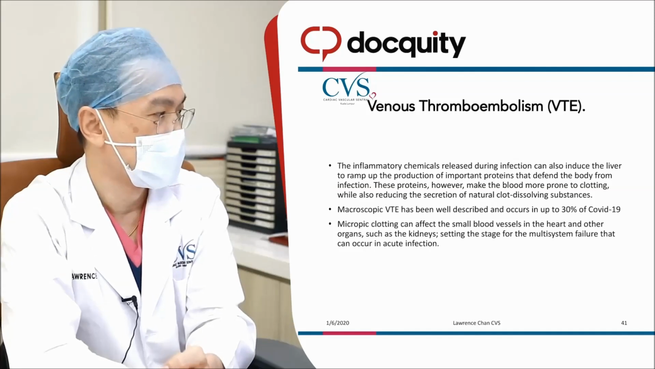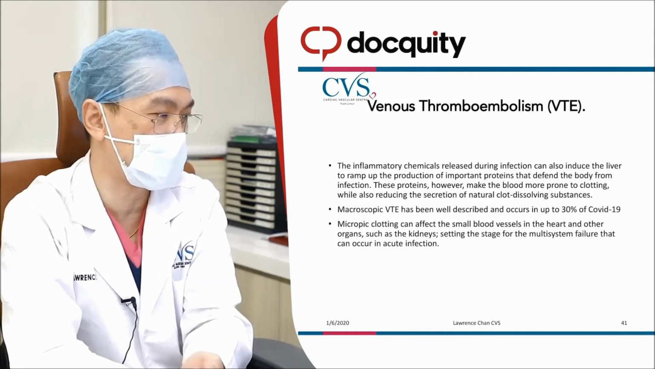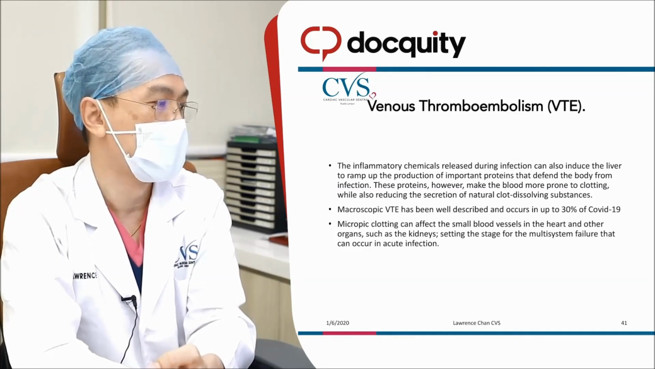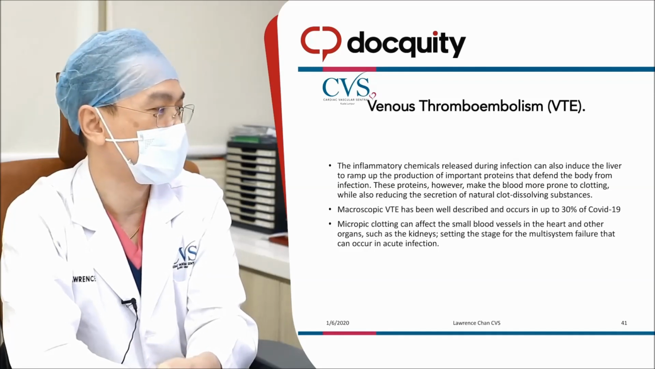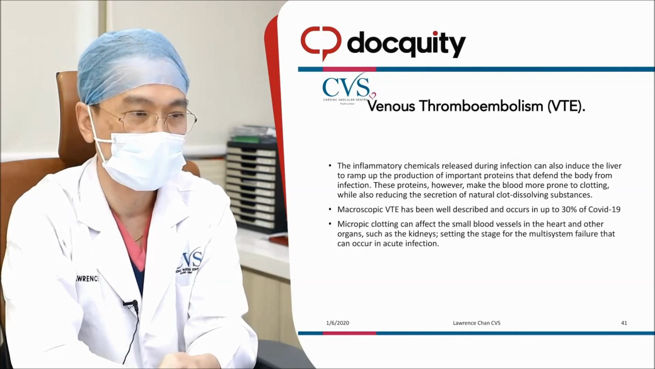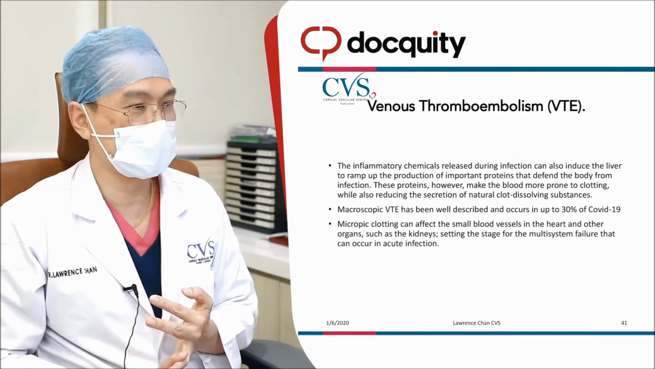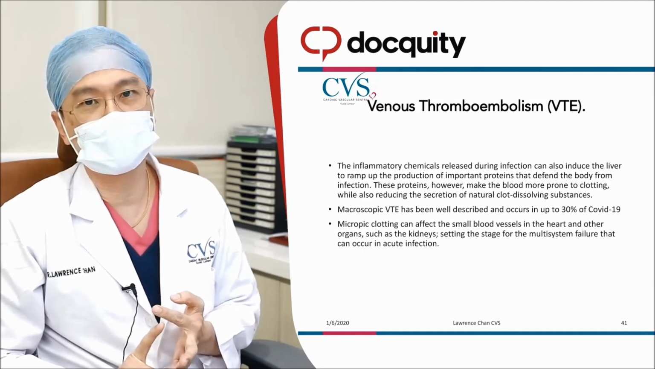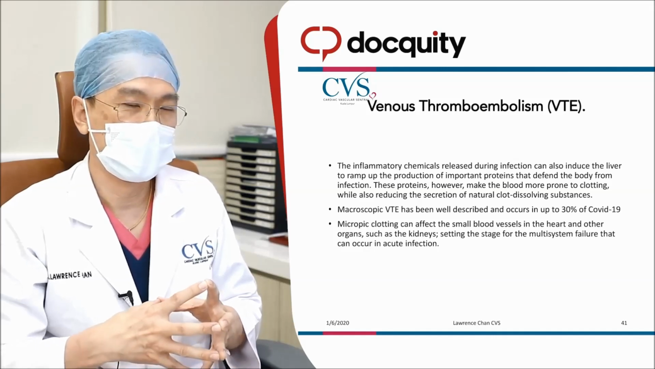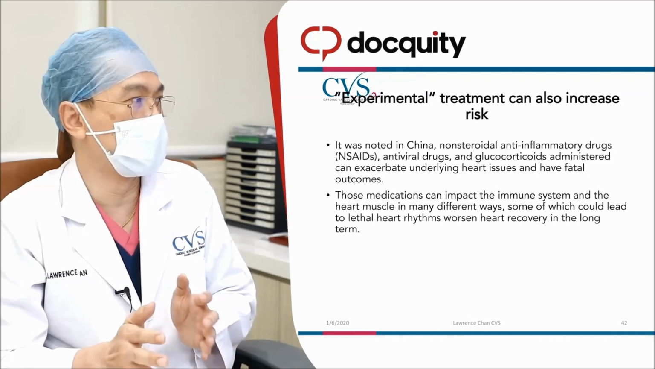However, microscopic clotting can also affect small blood vessels in the heart and other organs, such as the kidneys, setting up the stage for multi-system failure that can occur in the acute infection. So we've talked about inflammation, direct cell injury, and also just general stress, the lack of oxygen in a patient with heart disease. Let's talk about a few more things that are a bit more indirect.